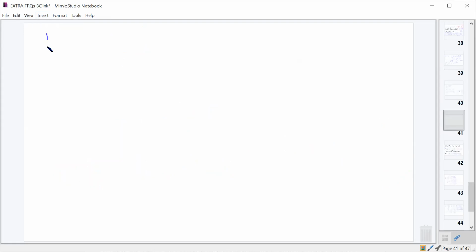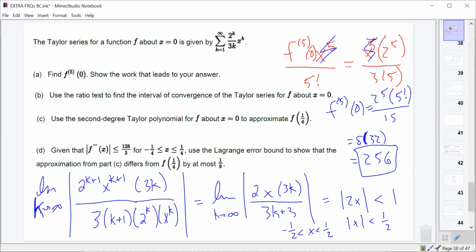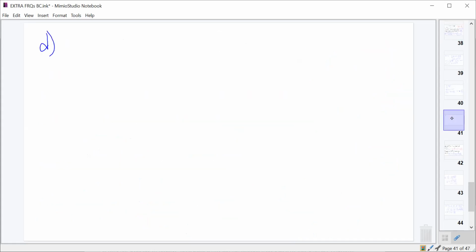Okay. Then part D was about the Lagrange error bound. They specifically tell us that the absolute value of the third derivative of f is always less than or equal to 128/3 for all values between negative 1/4 and 1/4, which, since we're centered at 0 and we're approximating it at 1/4, takes care of all the values between a and x. Right, there's our a and there's our x. And so it takes care of all those values. We know that the third derivative's largest possible value is 128/3.